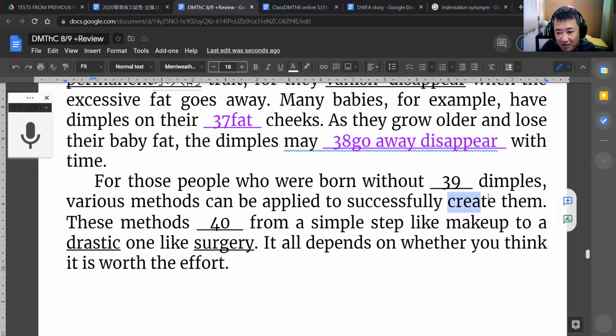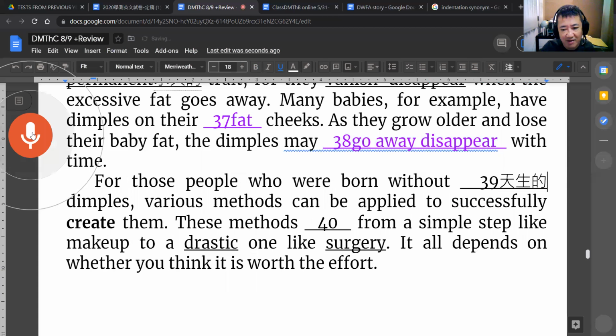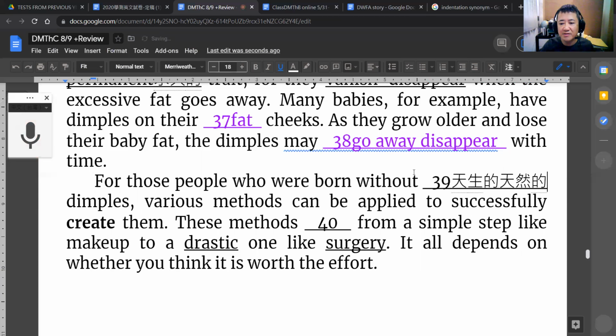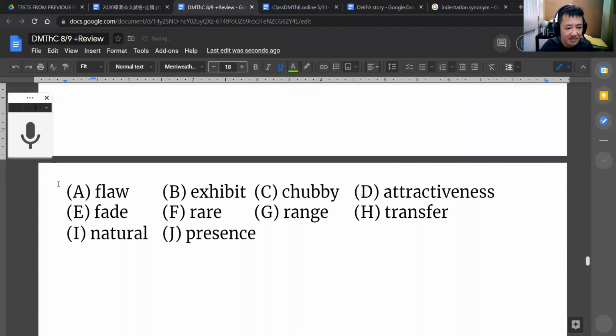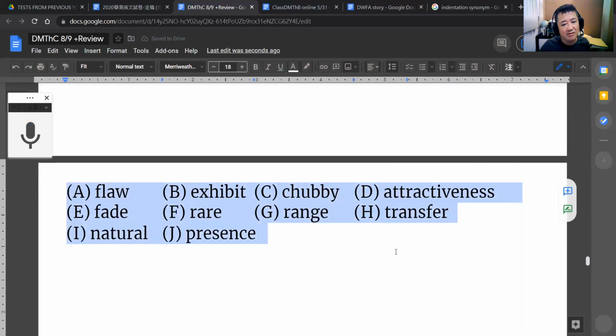So here this word gives me a 线索, a clue. That means here I need something that means 天然的 or 天生的, right? Yes, right. So which word means 天生的, 天然的? Okay, so there is a word that means that amongst these choices.